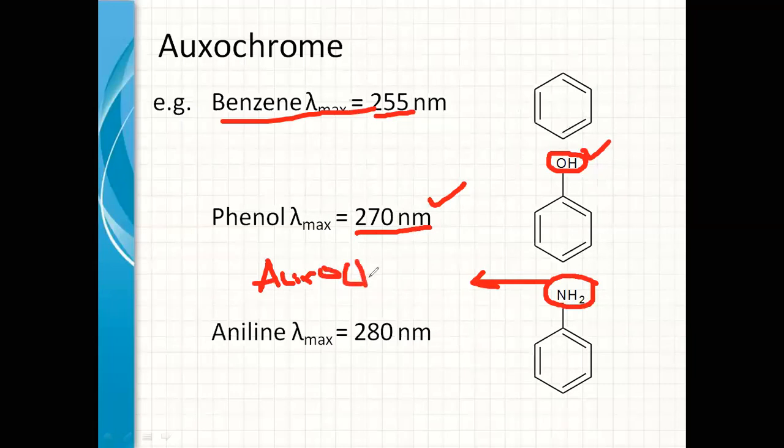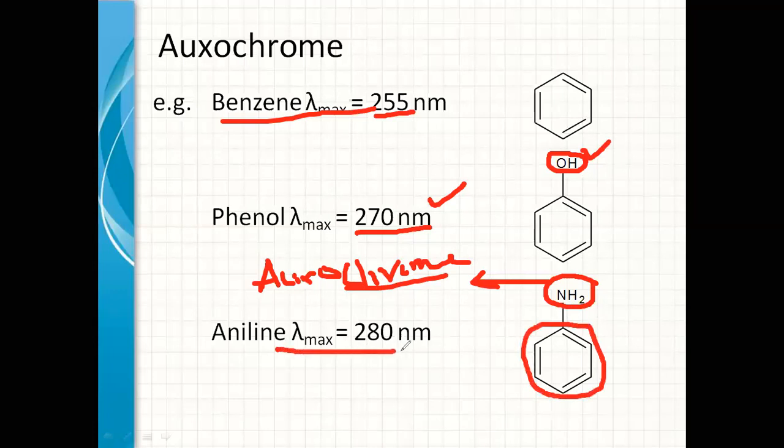Auxochrome. This part is attached to this benzene. So the ability of benzene to absorb is changed, and it absorbs at longer wavelength.